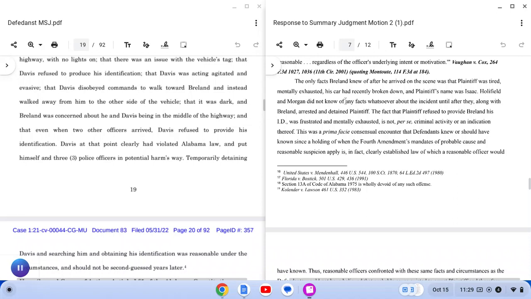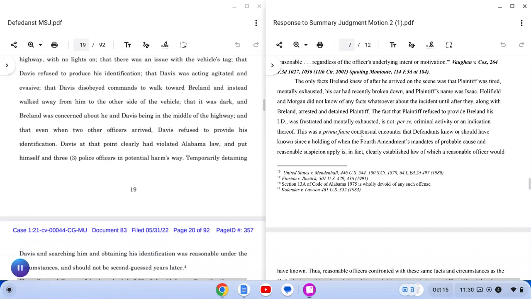Holyfield and Morgan did not know of any facts whatsoever about the incident until after they, along with Breland, arrested and detained plaintiff. The fact that plaintiff refused to provide Breland his ID, let me rephrase that. Y'all need to pay attention. The fact that plaintiff refused to provide Breland his ID, was frustrated and mentally exhausted, is not, per se, criminal activity or an indication thereof.